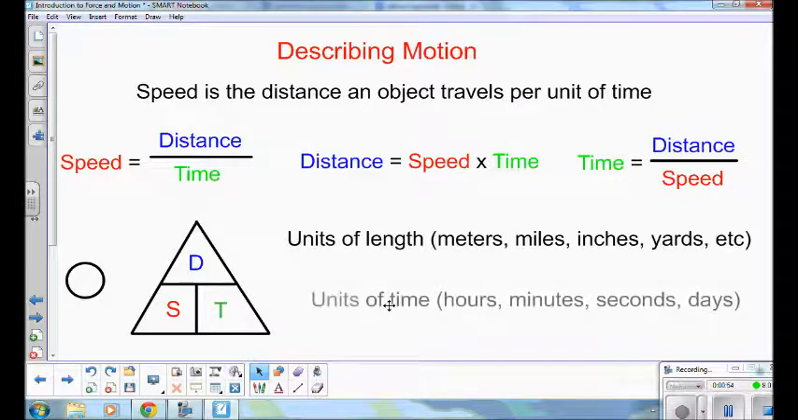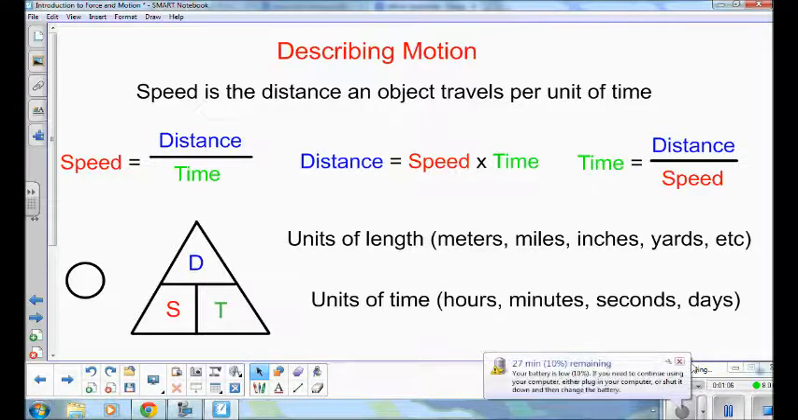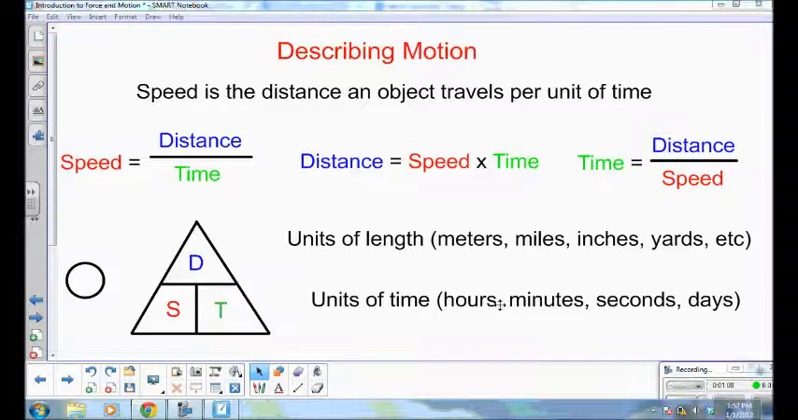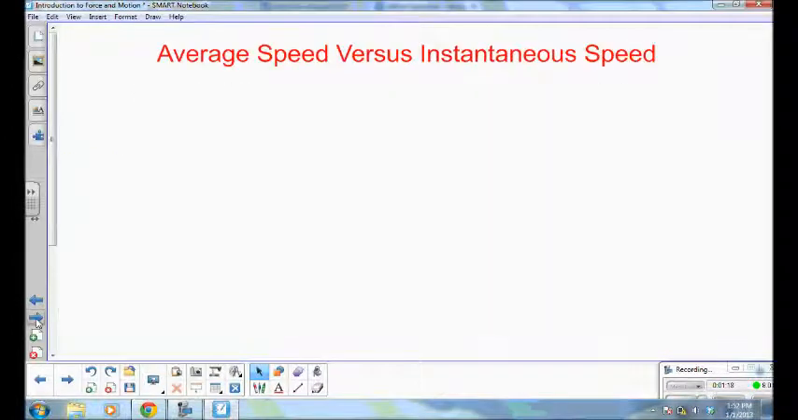The last thing that I want to make sure that you remember is that whenever we're describing motion, we describe speed using units of length divided by units of time. What these units of length are can be any of these listed plus many others, and the units of time are about the same. You have hours, minutes, seconds, days, but it could be as long as eons or as short as milliseconds.